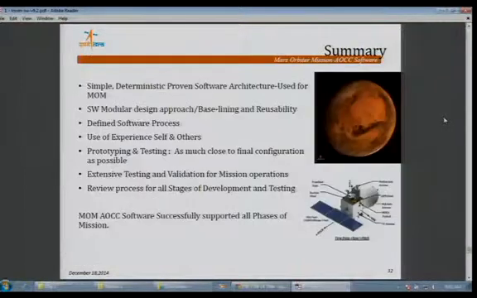Next slide, please. So, in summary, I will put it like this: the simple and deterministic proven software architecture was used for MOM. The modular design approach, baselining and reusability have been the major things here. And the defined software process and the experience which we have gathered over all these missions have been very useful. The testing and prototyping as close as possible to the final configuration, and extensive testing for mission operations and the review process, have helped us a lot.